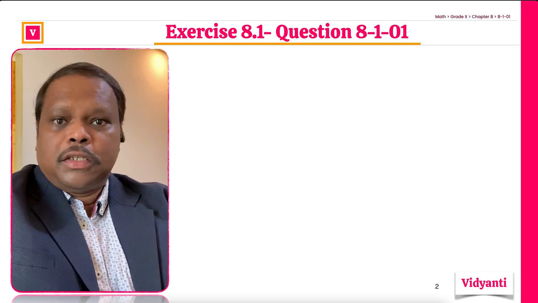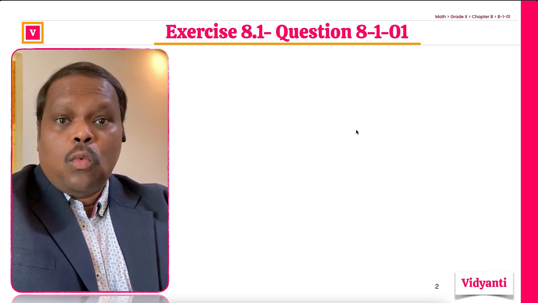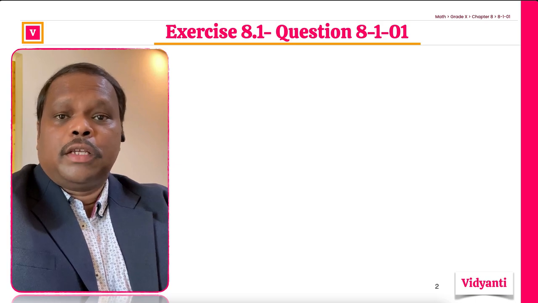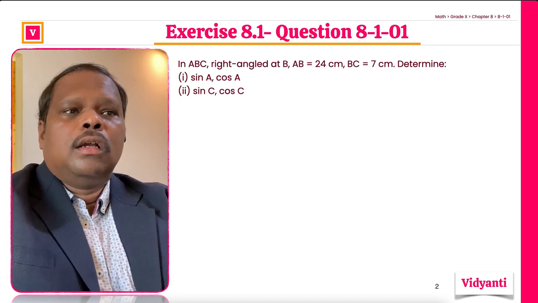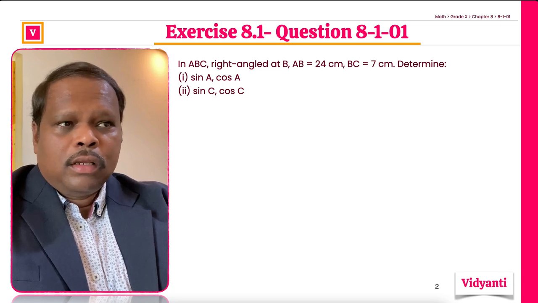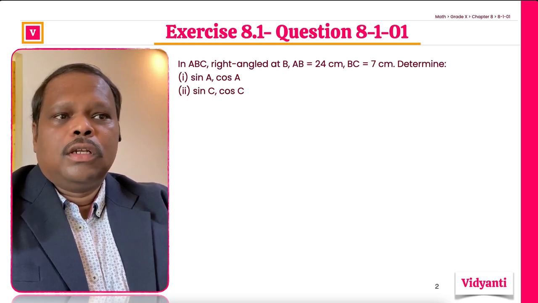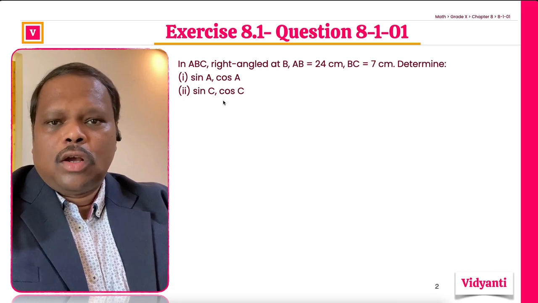Let's see the exercise from chapter 8. So this is question 8.1.1, the first question from exercise 8.1. We have been given a triangle ABC, right angled at B, and we have been given some distances. From that, we have to find out sine and cosine of the non-right angles.